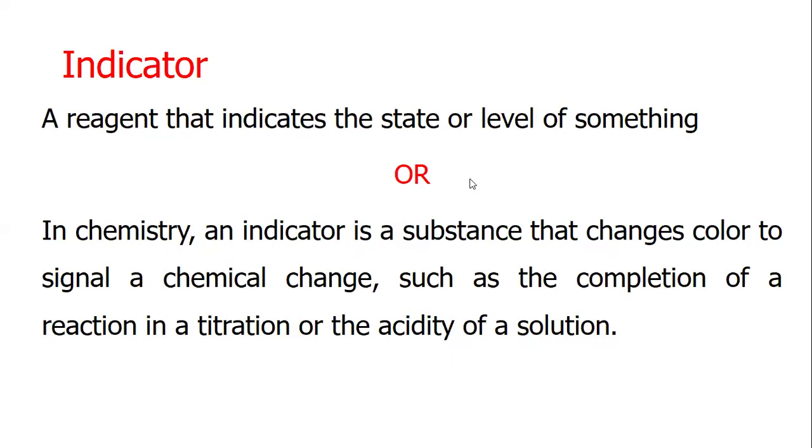Okay, good morning. Indicator: an agent that indicates the state or level of something. Also, we can define in chemistry an indicator as a substance that changes color to signal a chemical change, such as the completion of a reaction in a titration or the acidity of a solution.